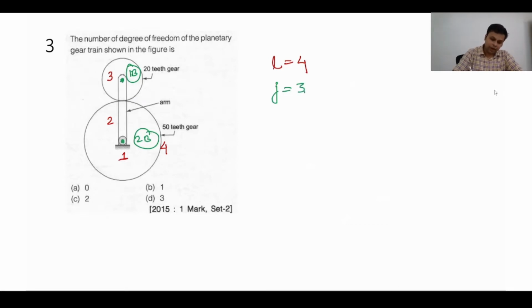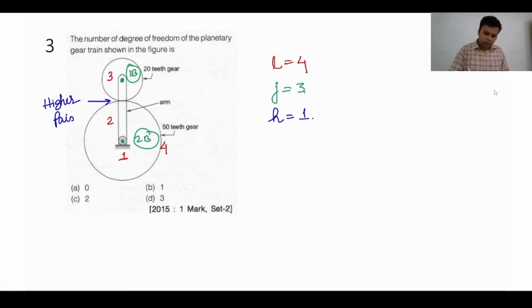Now here you have a higher pair. The connection between two gears will be line contact. It is either a point contact or a line contact. In the case of spur gear, you can say it is a point contact, or otherwise there is also a possibility of line contact. So H is equal to 1.